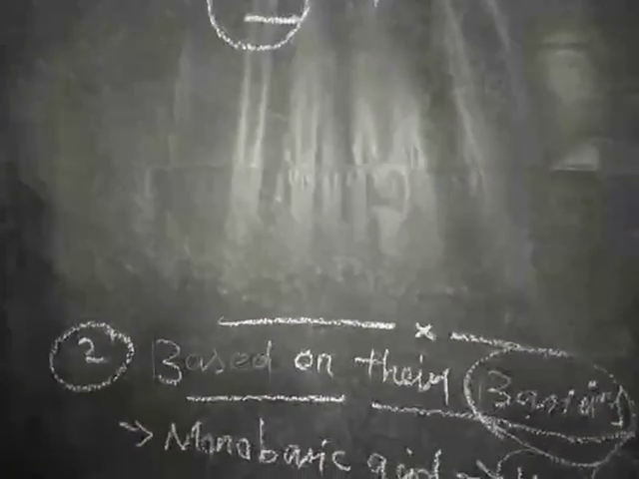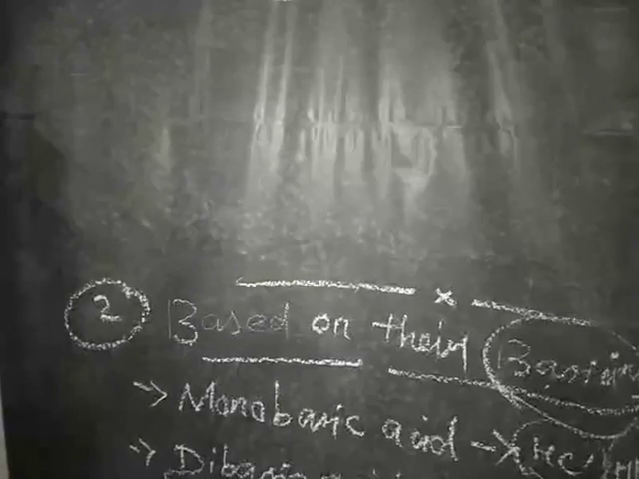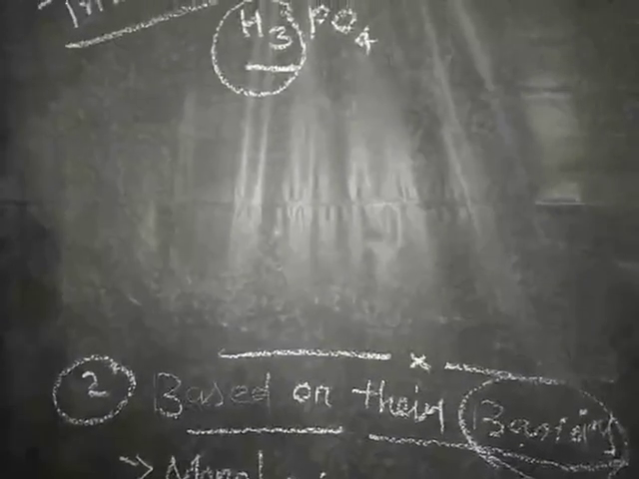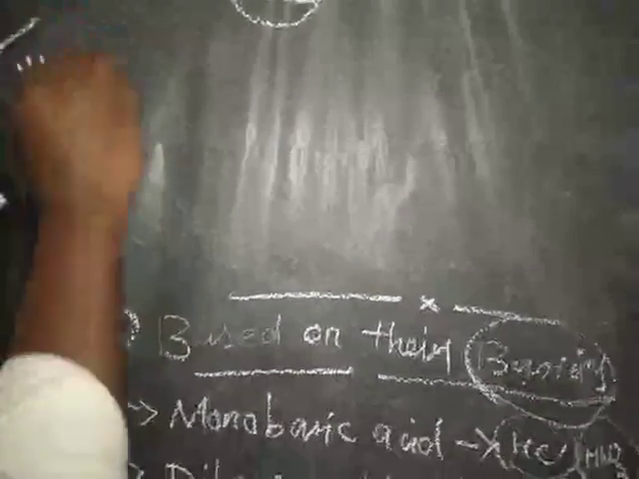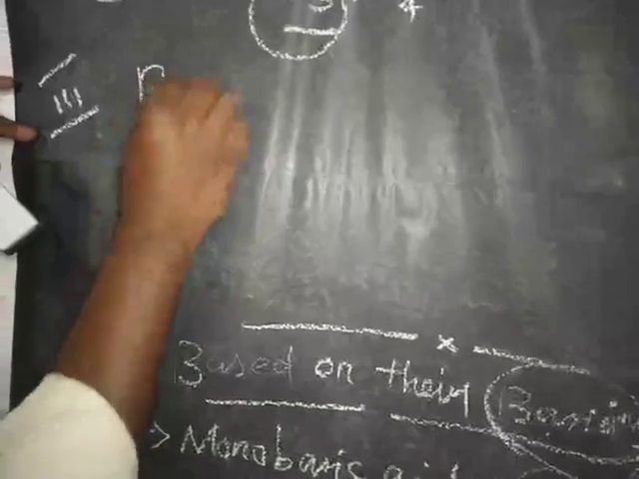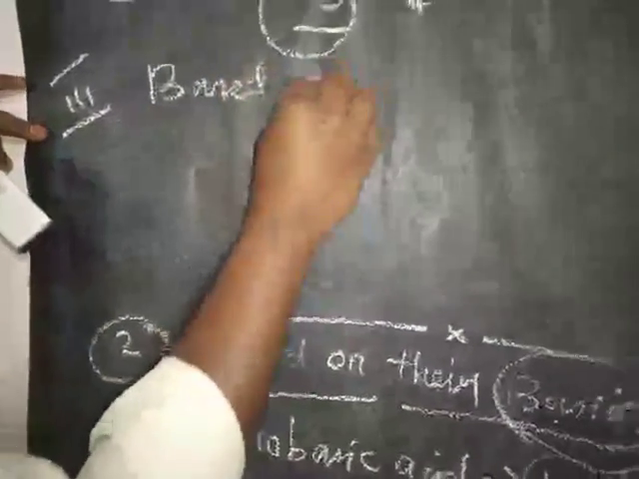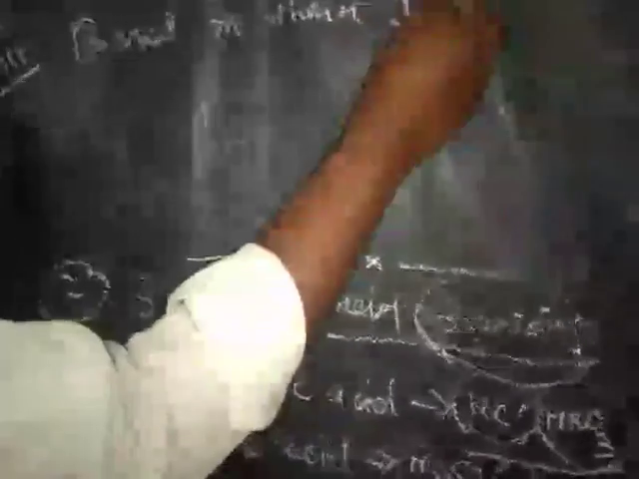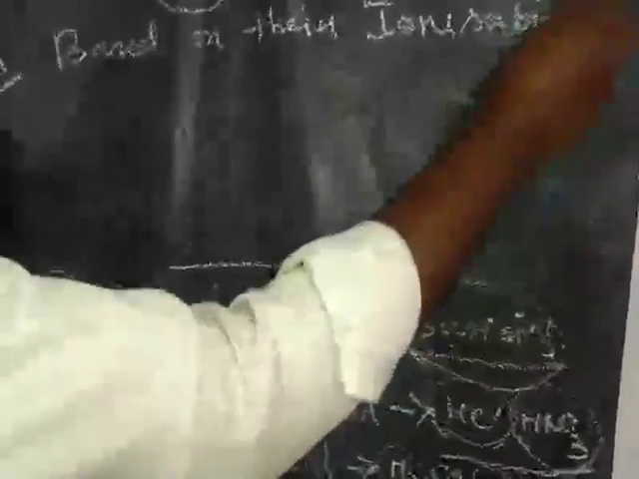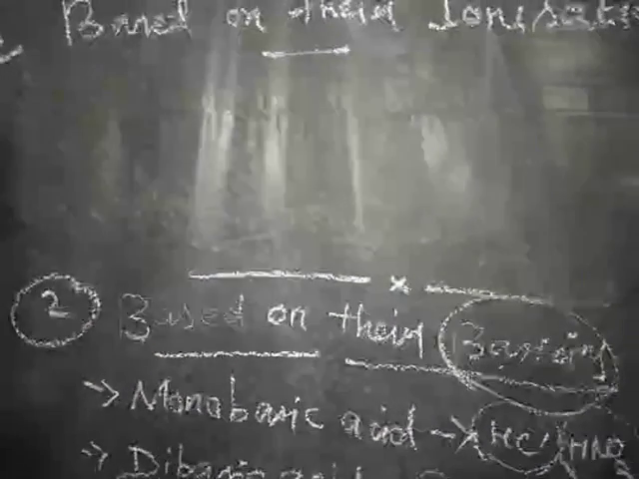So until now we have seen two types of classification of acids. One is based on their source, second one based on their basicity. Third one is based on their ionization. So what is meant by ionization?